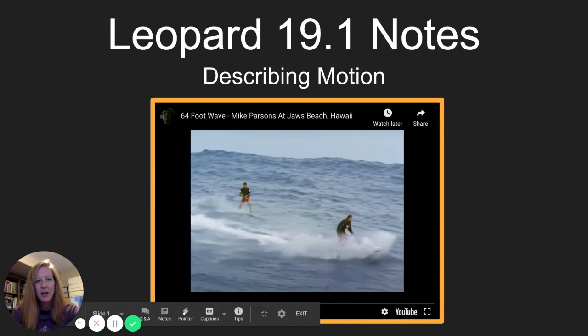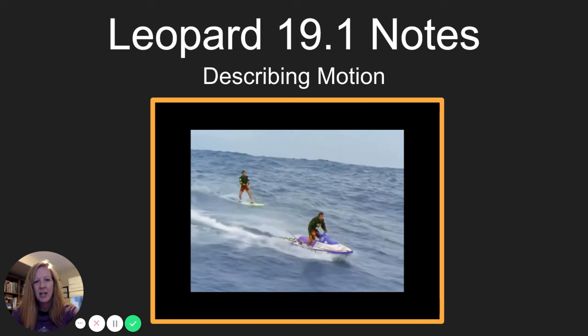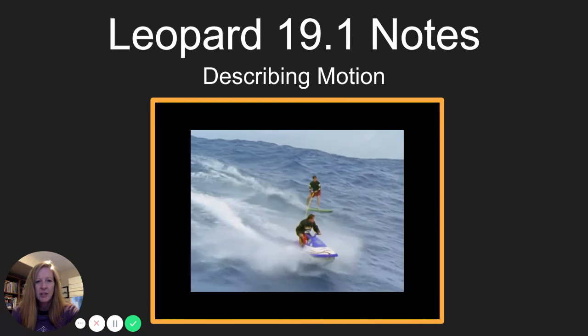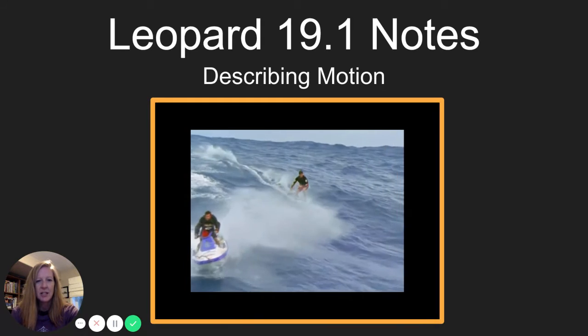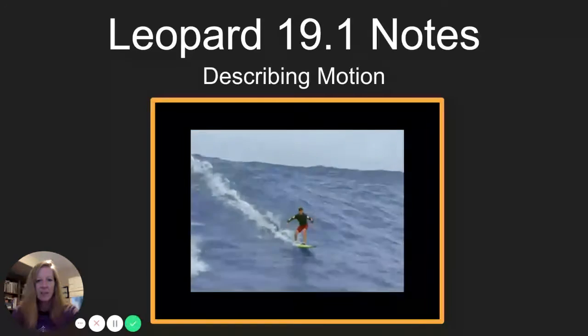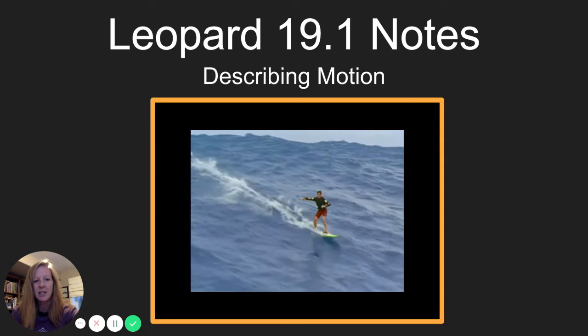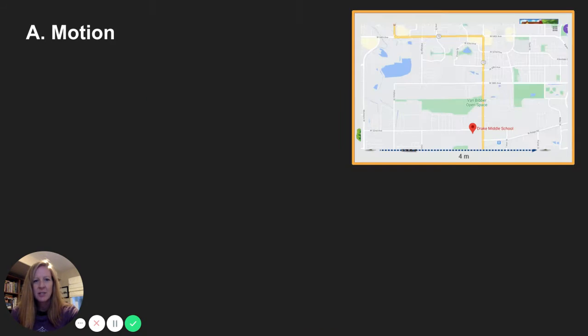Hi, eighth graders. We're going to be talking about motion today and being able to describe motion, in particular, looking at position and distance and displacement, and then talking a little bit about how we describe motion in terms of velocity and acceleration. So let's move on to motion.